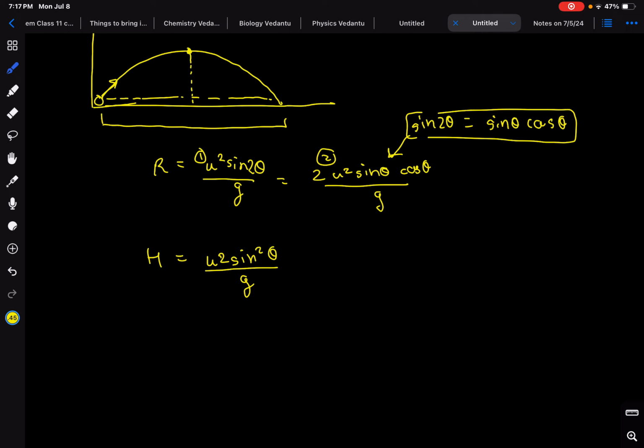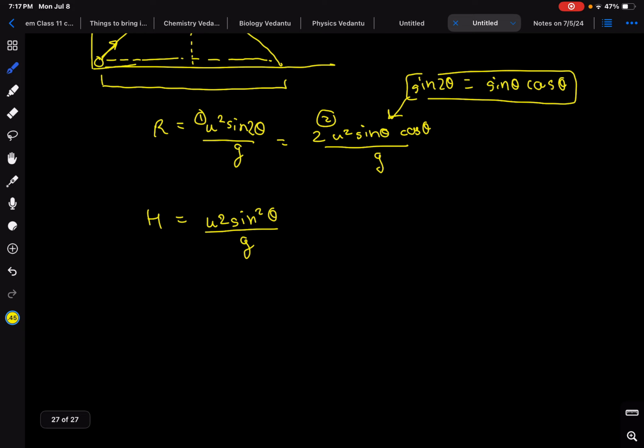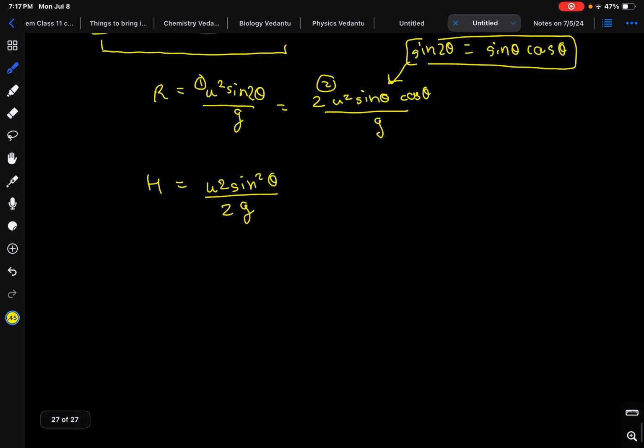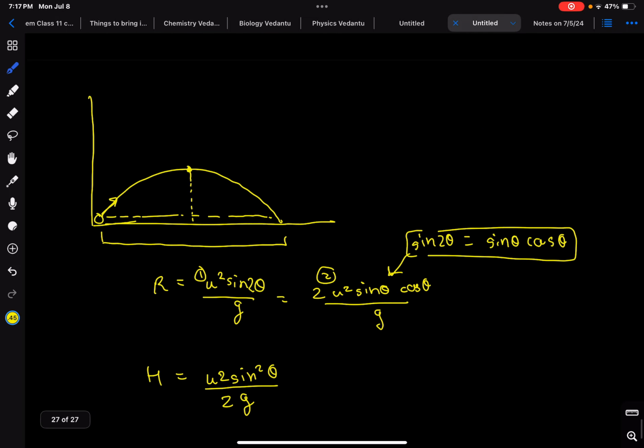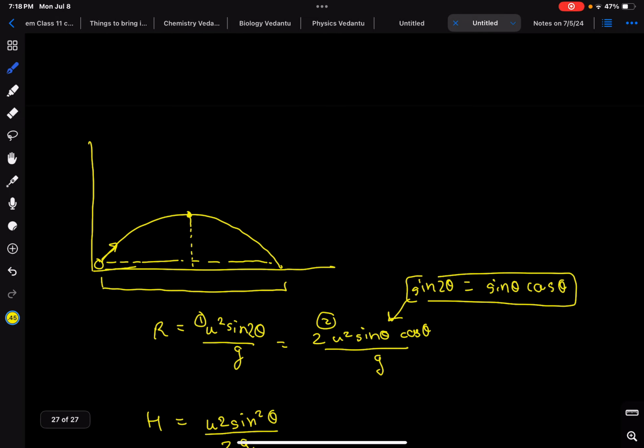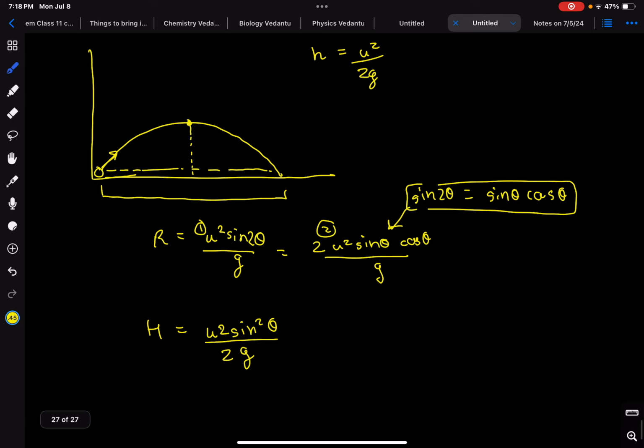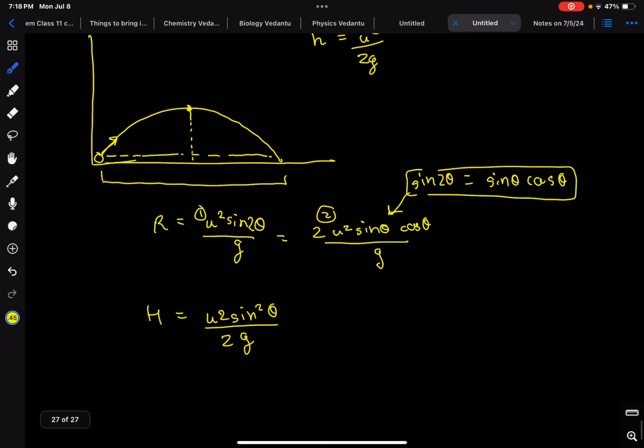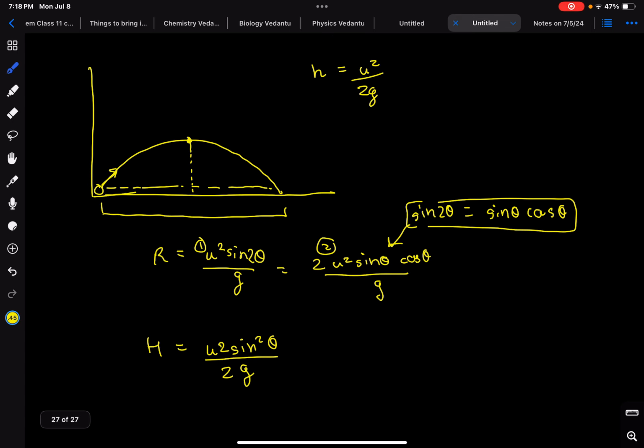Alright, so over here we know that this is 2g, sorry. So we know that in motion in one dimension, h, the total height, the maximum height, is equal to u square upon 2g. So we take this formula and we apply it over here. But one important thing is, the maximum height does not depend on the x. Alright, it does not depend on the x speed at all. It only depends on the y speed.